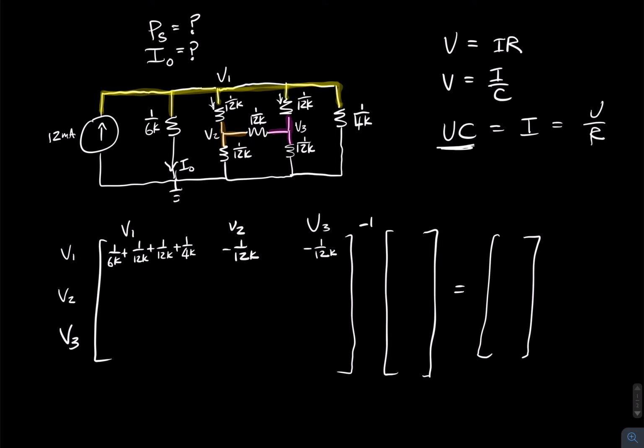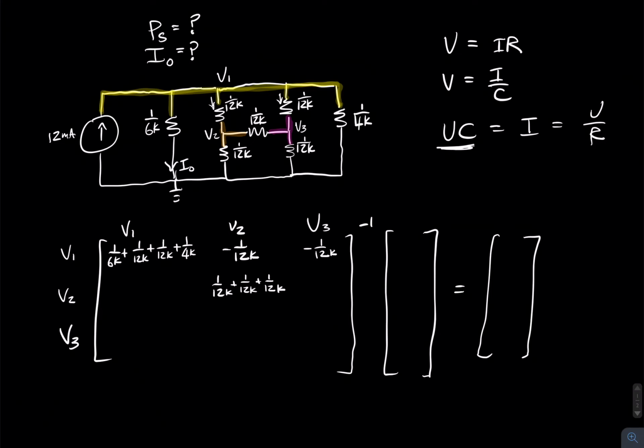So V2 has 3 connections. You can see them right here. And we're going to assume that everything is leaving V2. So if you sum up everything leaving V2, it's going to be 1 over 12. Oops, that's V1's column. It's going to be 1 over 12K, plus 1 over 12K, plus another 1 over 12K. So it has 3 connections and they're all 12Ks.